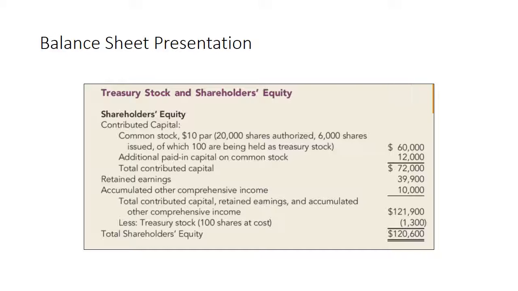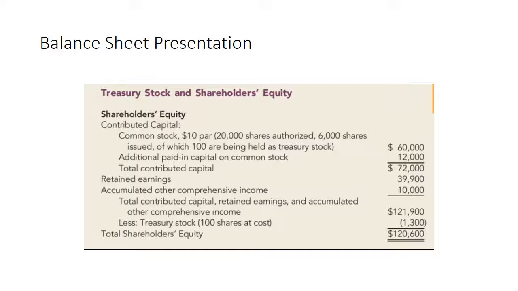Outstanding shares of stock are the number of shares issued minus the number of shares being held as Treasury stock. The balance would be $60,000. Additional paid-in capital, common stock, is $12,000. Notice we are not reducing the dollar amounts in common stock or additional paid-in capital for this Treasury stock, because it's still common stock. It's still out there. Retained earnings, they tell us, is $39,900. Accumulated other comprehensive income, if there's any, would be added as well.